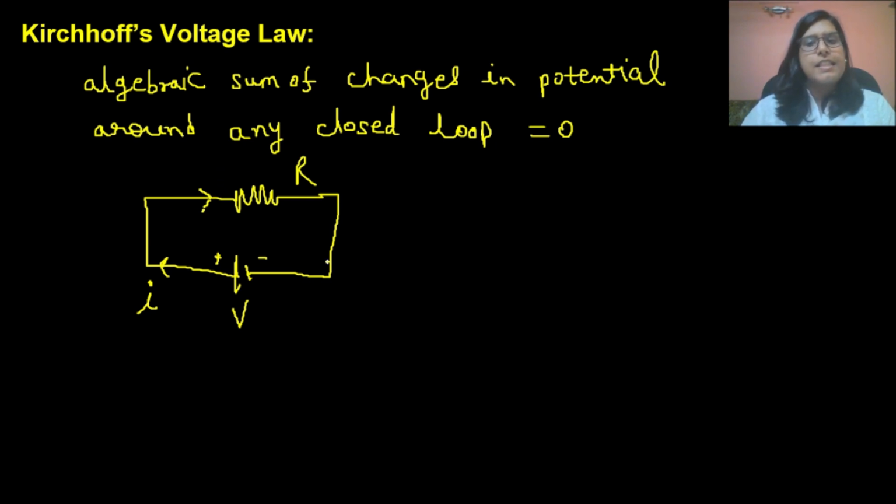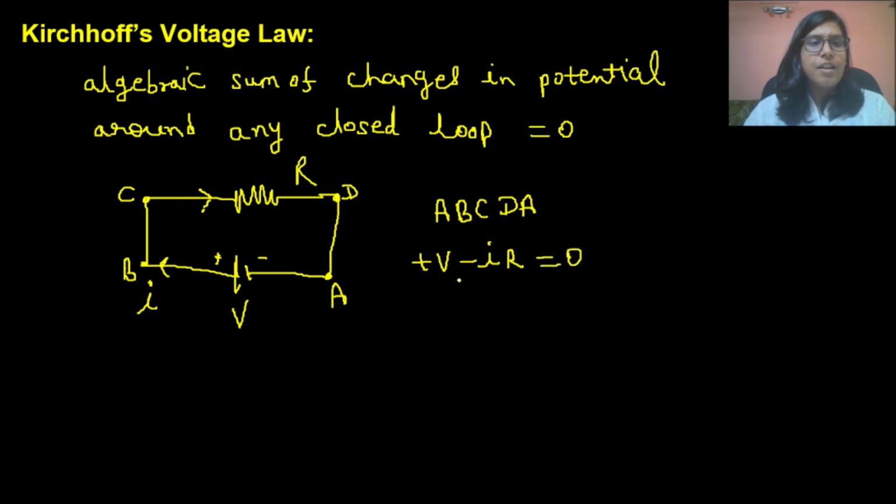So for this closed loop we can write, if we start from point A and then point B, then point C, then point D, so if we start from A, B, C, D, A. So from A to B we can write plus V, then in the CD branch it will be minus I into R, equals 0. This is the Kirchhoff voltage law. So we can say V equals IR for this loop.